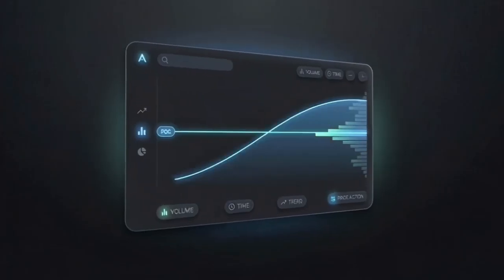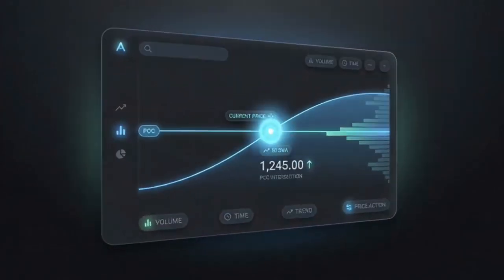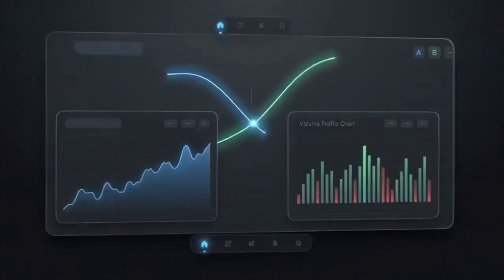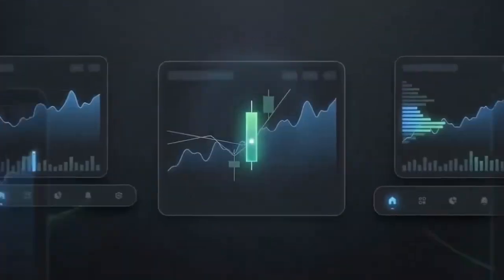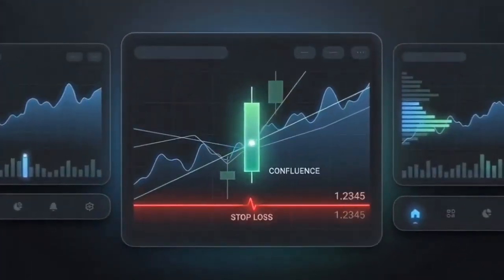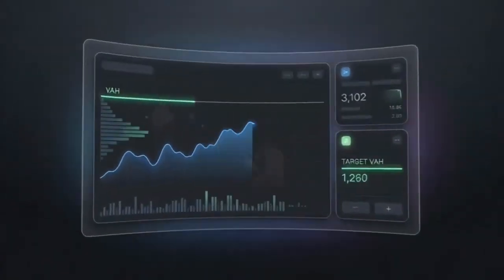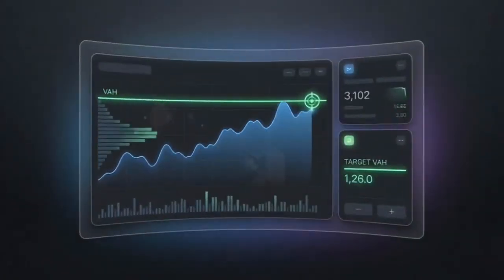When the 50-period simple moving average on the 1-hour chart happens to coincide with that same level, you have structural volume, memory, and dynamic trend support at the same price. A bullish rejection candle at that double confluence is the entry. Stop just below both levels. Target the value area high of the same fixed range profile.